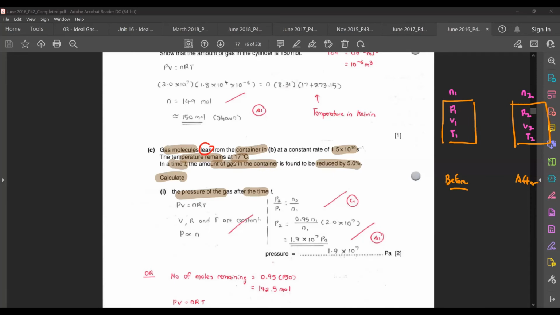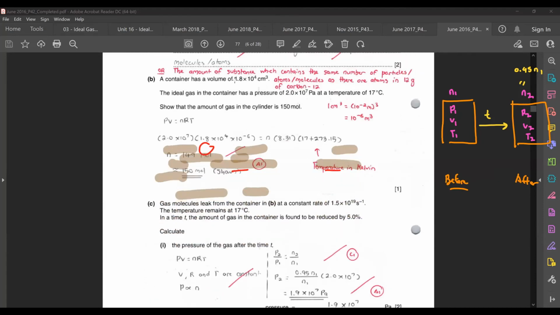So what they did tell you is that the amount of gas remaining in the container is reduced by 5%. So you can say that when you go from here to here in the time of T, N2 is just going to be 0.95 of N1 because you lost 5% of it. But is there anything else that has changed?